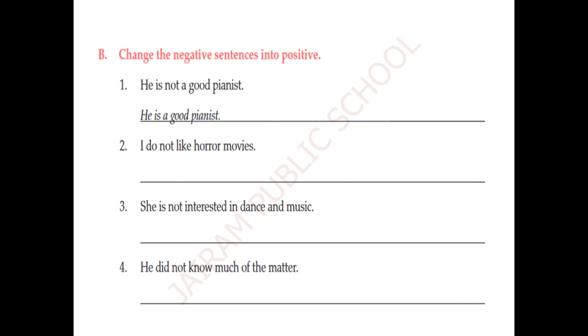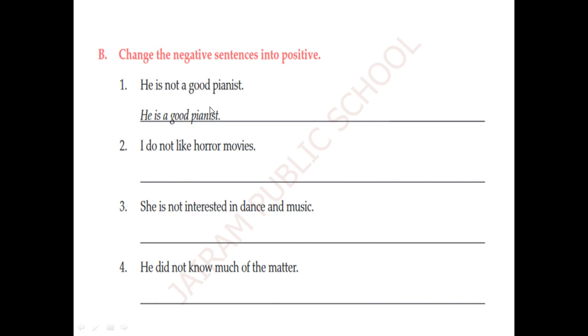Now let's go to the next Roman numeral. Change the negative sentences into positive. Before that we changed positive sentences into negative sentences. Now we are going to change negative sentences into positive form. Shall we? Yes. He is not a good pianist. What has been done for you, my dear children? He is not a good pianist. So what went here? Not was removed here.